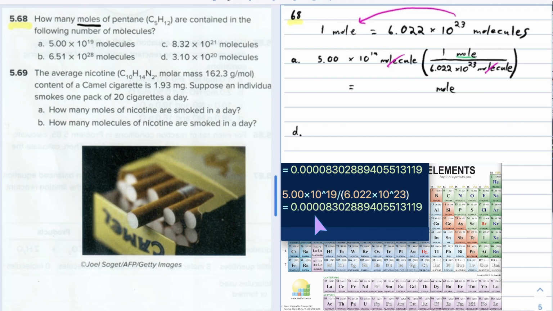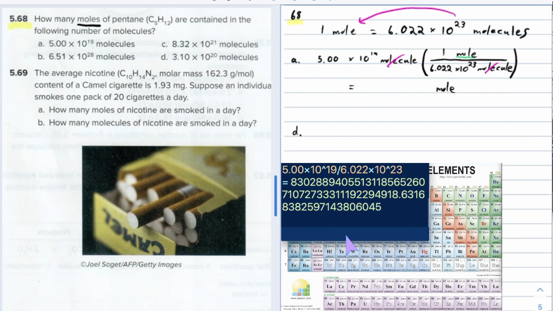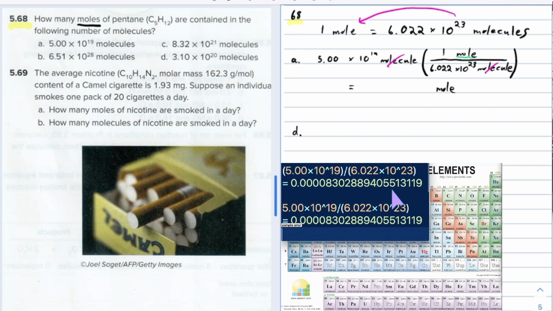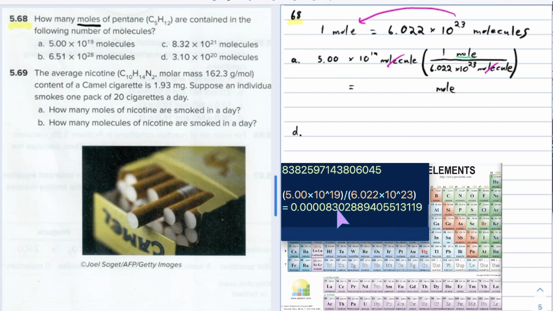0.000830. So you get the same answer. But if you don't parenthesize the second part, then you're going to come up with something totally different. And see how you come up with something totally different. So let's go back. Let's get that original one. If you're not sure, just use more than enough parentheses. And there we go. So that's the answer.